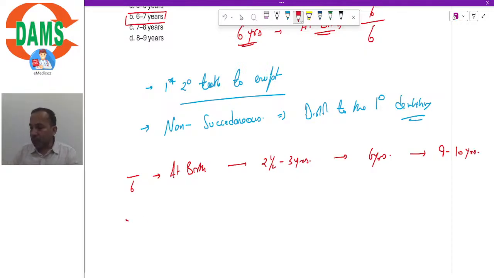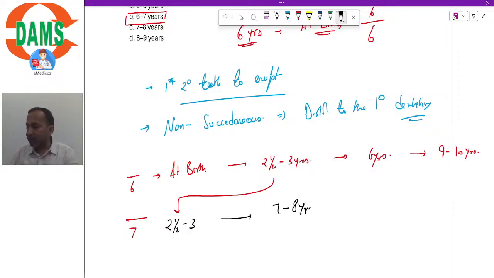So what about the 7? The second molar would initiate when the first completes. So when the first completes at about 2.5 to 3 years of age, at that time the second molar initiates, and it would complete at about 7 to 8 years, isn't it? And it would erupt at about 12 to 13 years. It is often called the 13-year molar, isn't it?